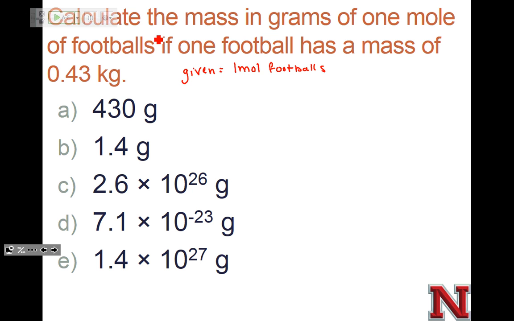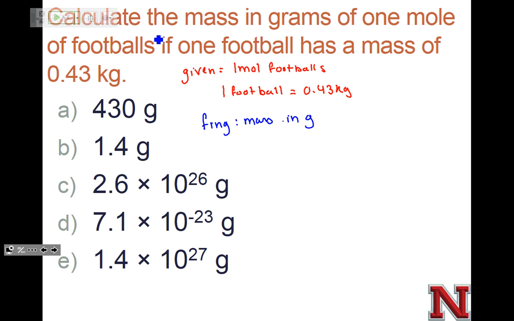Then we're also given our conversion because, of course, footballs aren't on the periodic table. So our conversion is that the mass of 1 football is 0.43 kilograms. So that means 1 football equals 0.43 kilograms. That's our relationship, and that was given to us in our problem. We want to find the mass of 1 mole of footballs in grams. Of course, this is kilograms, so that gives us an extra layer of what we have to do.